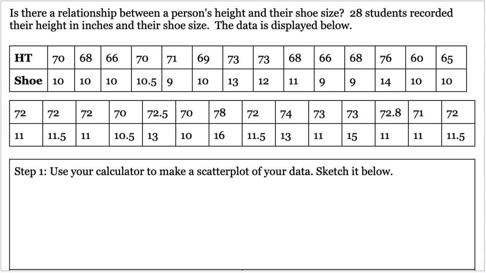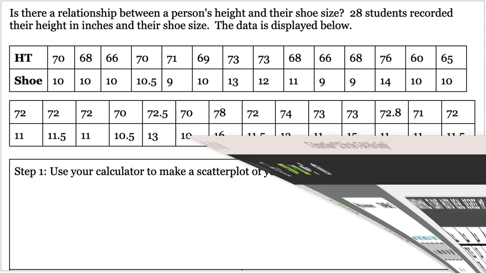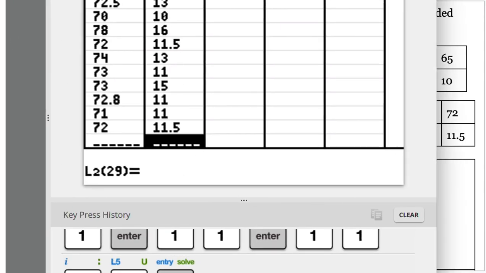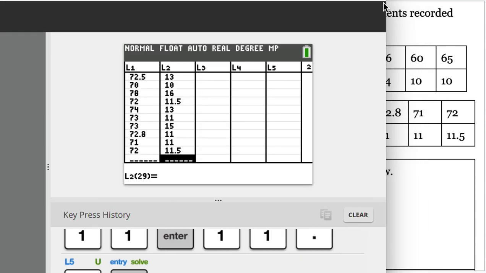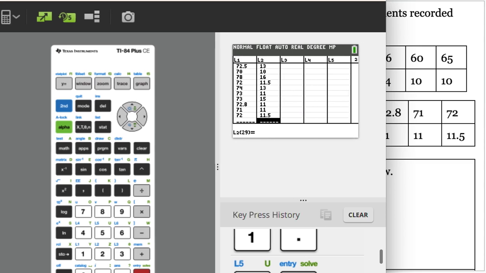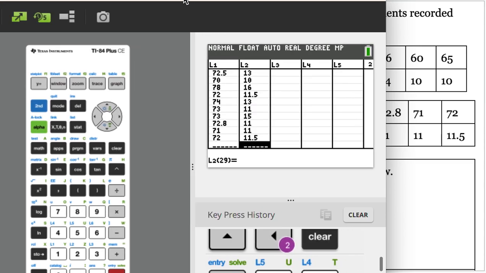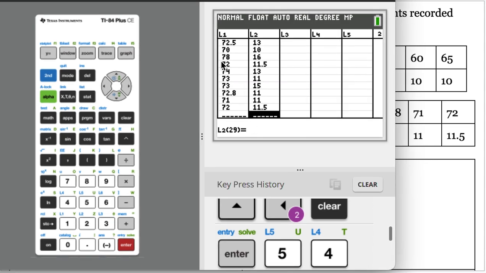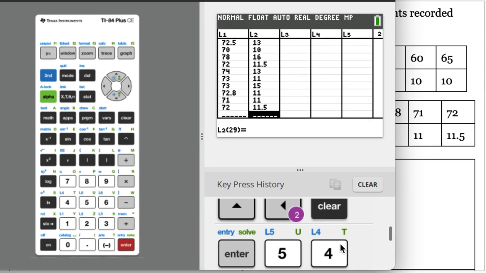So you could pause the video to put those two lists into your calculator. I have done that ahead. So I'm going to have that on the screen so you can make sure that yours matches mine. And then after we input both of those lists, we can find a scatter plot on our calculator.